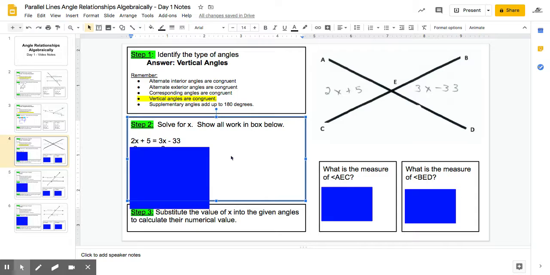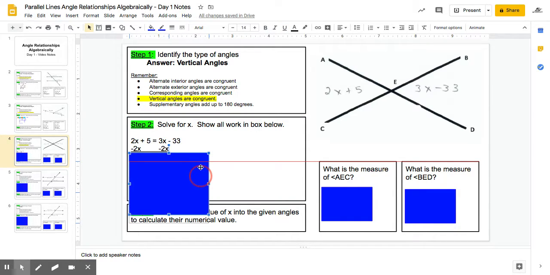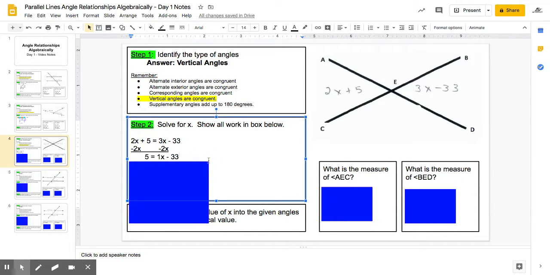Okay, now I have an equation that has variables on both sides. So my first step is to get all my variables to one side. So I'm going to subtract the 2x on both sides of the equation just so I don't have to deal with any negative numbers. When I do that, the 2x's are going to cancel. I bring down the 5. 3x minus 2x is 1x, and I bring down the minus 33.